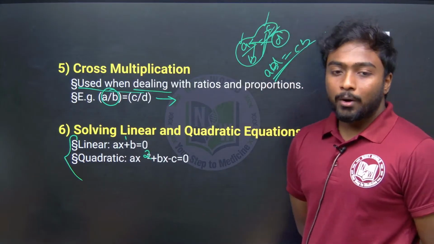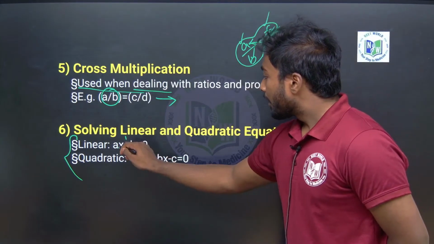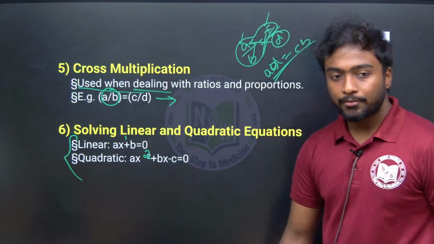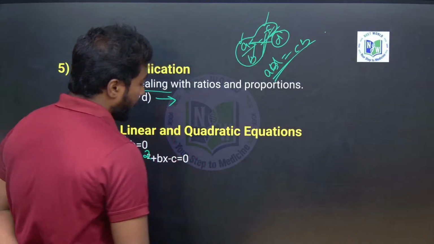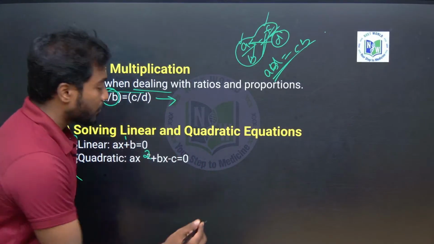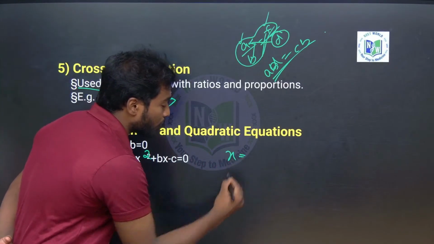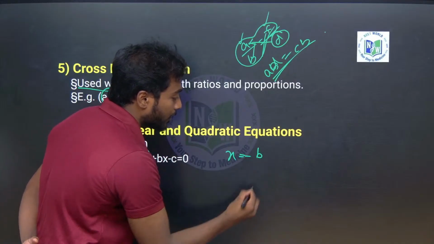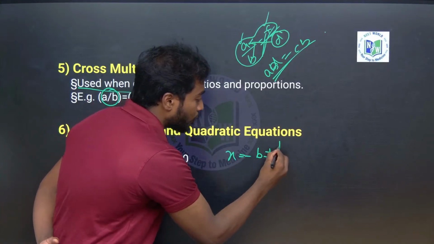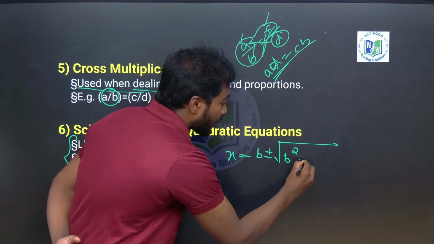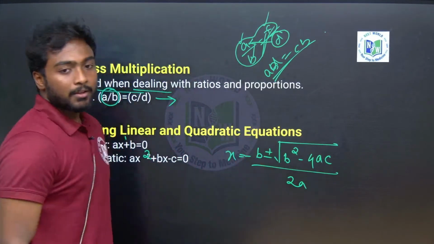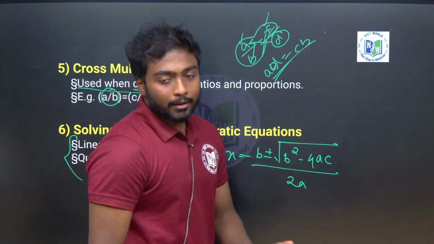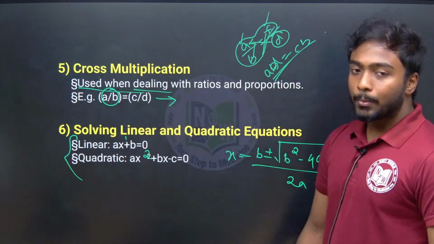If I want to find what x means, it is minus b by a for the first equation. For the second equation, there is a simple way. If I want to find x, x is equal to minus b plus or minus root over b square minus 4ac by 2a. Okay, this is how we will find x for the quadratic equation.